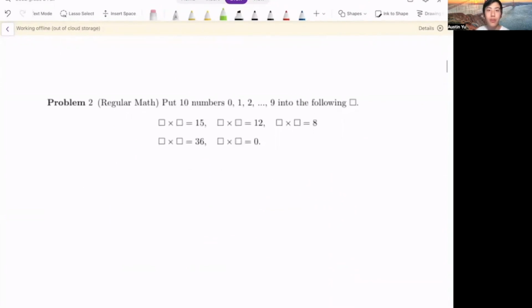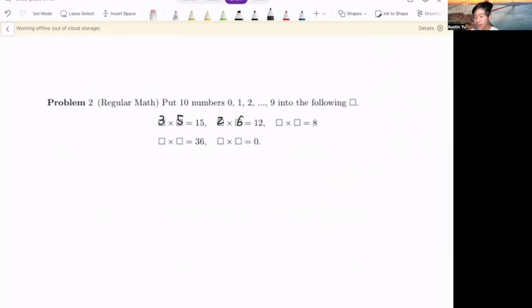Problem 2. Put 10 numbers 0, 1, 2, up to 9 into the following blanks so that something times something equals 15, something times something equals 12, and so on. So for the first one, something times something equals 15. Well, there's only one way basically, and that is 3 times 5. And then the second one, there are two choices, either 2 times 6 or 3 times 4. But 3 is already used up, so therefore it can only be 2 and 6.